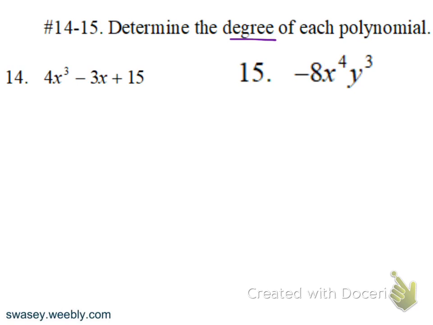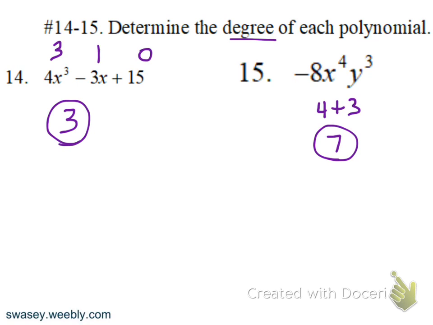Degree for any single term is the sum of the exponents. So the degree for the first term here is 3, 1, and 0. The degree of a polynomial is the highest of any single term. So the degree for 14 is 3. And then for 15, the degree of this one term is 4 plus 3, that's 7. It's the sum of all the exponents.